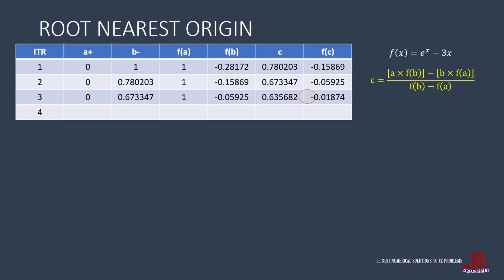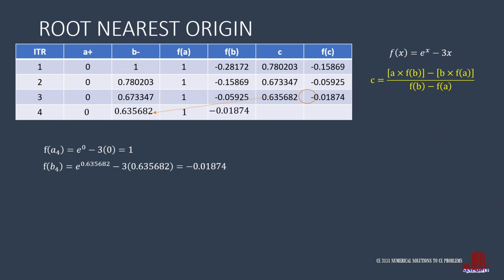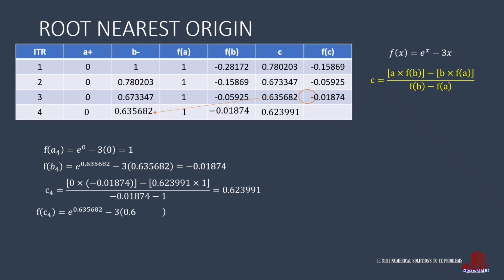The fourth iteration starts the same with the f of C check. It is still negative, so C replaces B, and A is still 0. F of A is also 1, and f of B is computed as -0.01874. C uses the function with the 4 recently solved parameters. C is then equal to 0.623991. F of C4 then is computed using the new value of C, and the result is -0.00561.